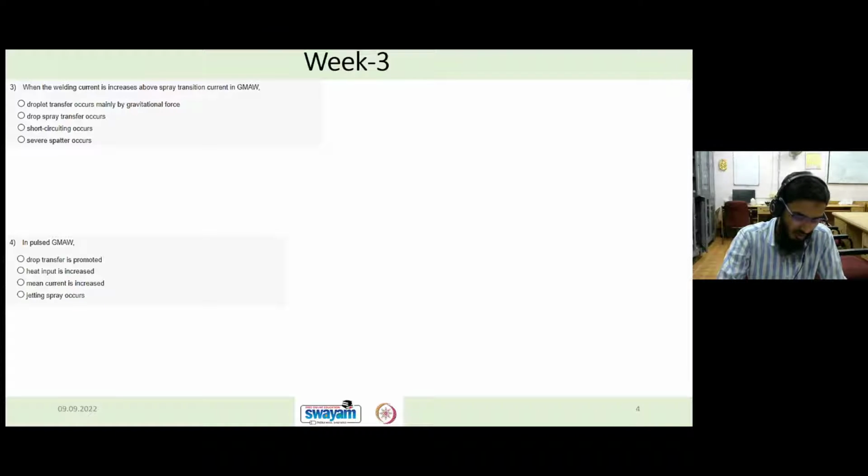So first of all, you should first know what is meant by spray transition current and what is the role of spray transition current in GMAW. And then how they are related to the type of droplets, whether it's spray, short circuit, spatter, or globular transfer occurs.